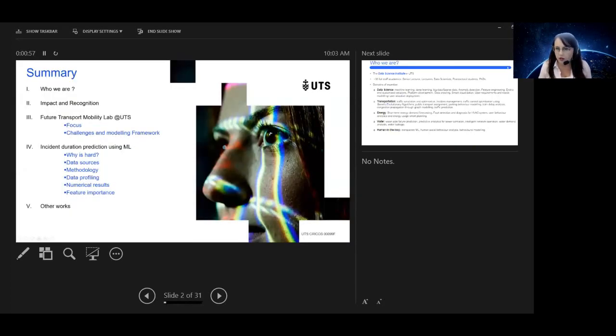So I'm going to tell you a bit about who we are, in case you haven't heard about us, what impact we had, and what we are passionate about in the Future Mobility Lab at UTS, what challenges we're facing. Also, one of the case studies that I have chosen to talk about today is mostly around incident duration prediction using all sorts of machine learning algorithms, because this is something that you have just recently learned about, and I thought that it will appeal to you. So I'm going to talk about why it's hard to solve this problem, the data that we have used, what methods and algorithms we have used, and of course, what results we have had.